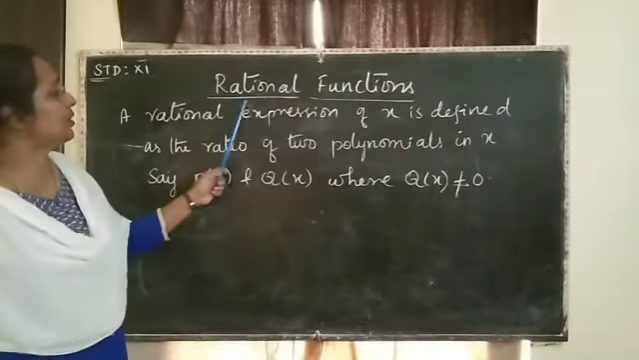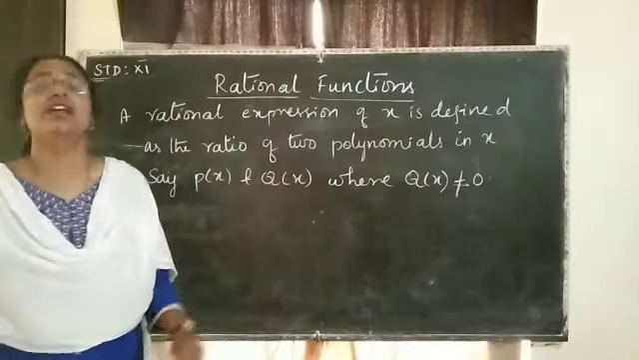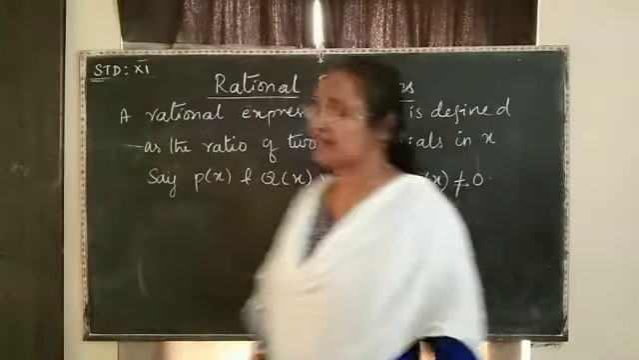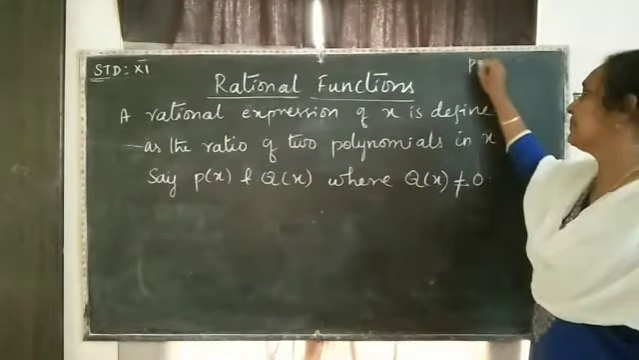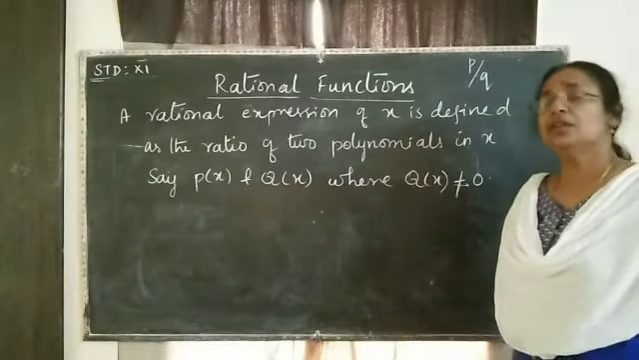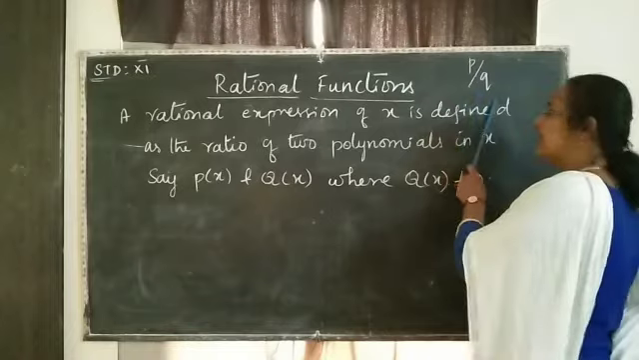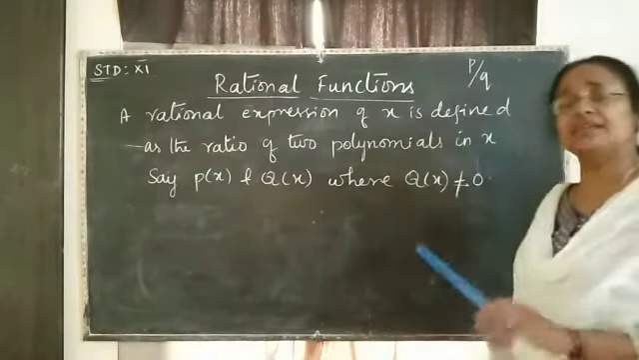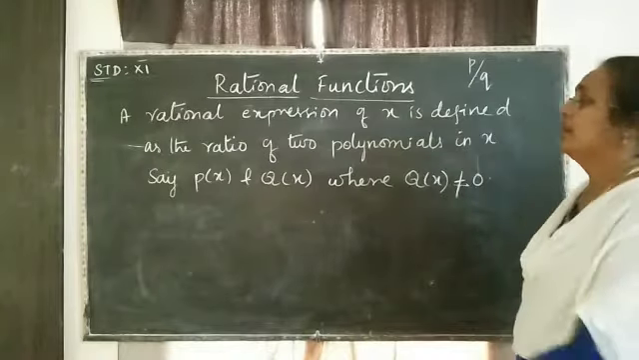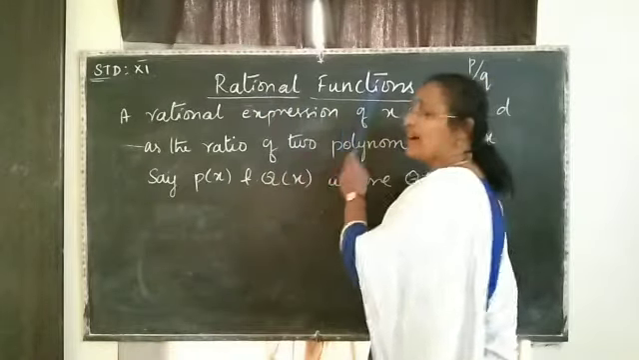Let's discuss the topic rational function. You know what is meant by a rational number, isn't it? A rational number is a number which can be expressed in the form p divided by q. Already we have learned this in our previous classes, and also in our 9th standard we had a very elaborate session on rational numbers. Okay. Now, what is meant by a rational function?